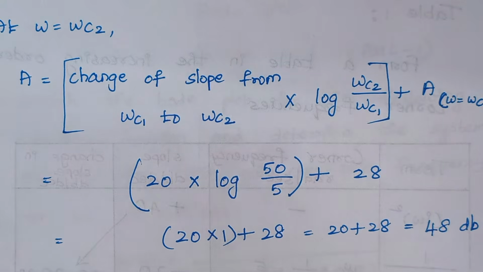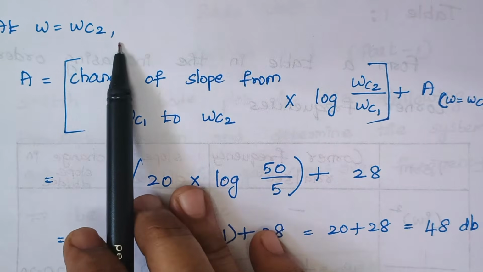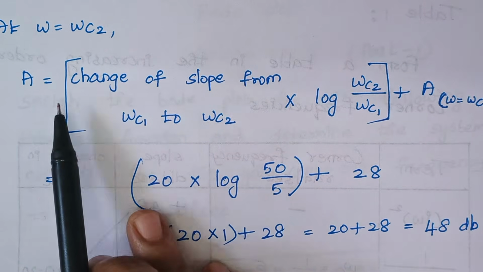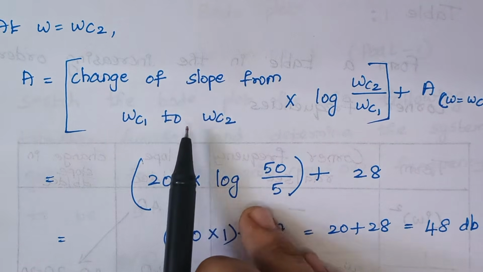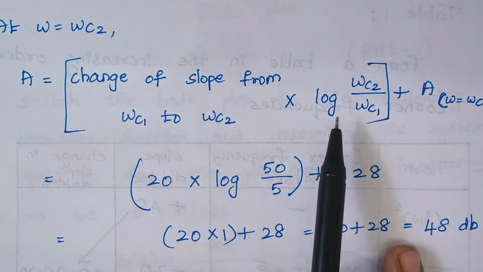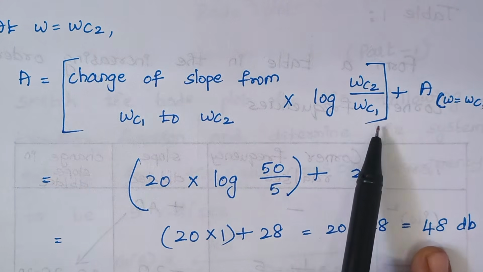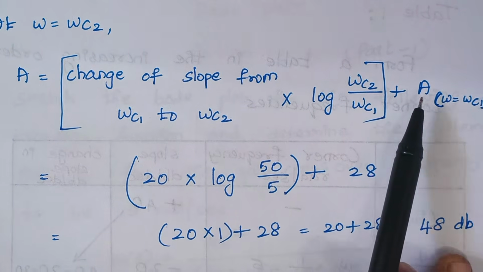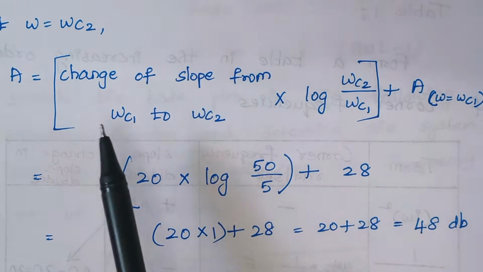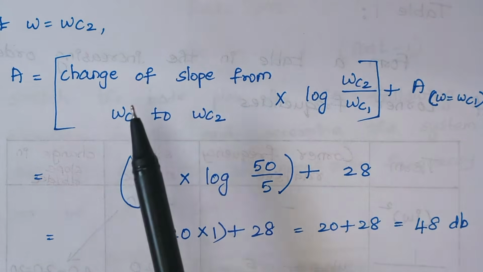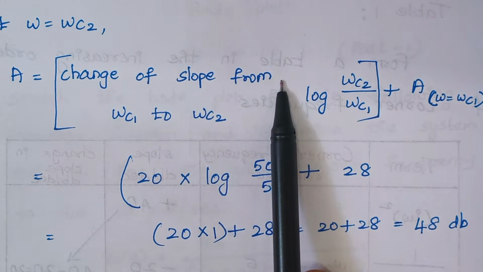Then the next step is at omega equal to omega C2. The magnitude is given by the formula: change of slope from omega C1 to omega C2 into log of omega C2 by omega C1, plus the magnitude of A when omega equal to omega C1. Right. Since this is the first problem, I am telling you this as a formula. I will explain it to you later in detail, right?